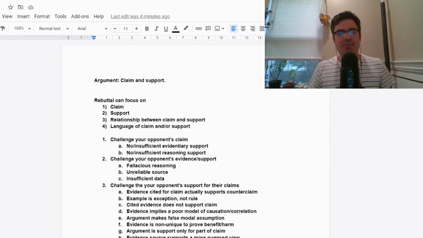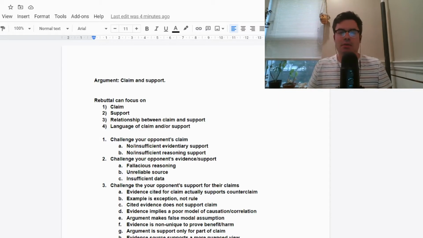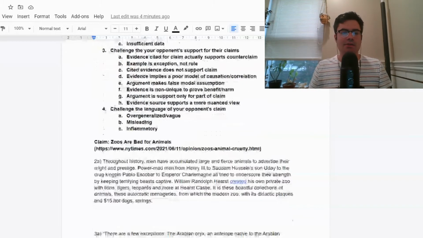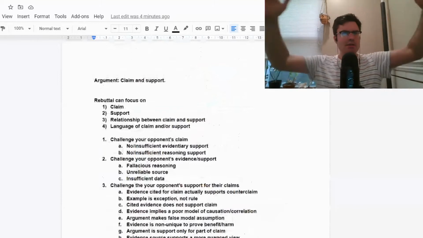Okay, so when we think about rebuttal, we can think about a couple different places, little hinges or little nodes where you might actually make your rebuttal. The first one and the most obvious one is you can rebut the claim. So the claim in this article is that zoos are bad for animals. And I could just make a counterclaim and say, no, zoos are not bad.